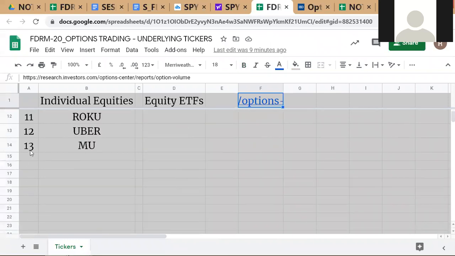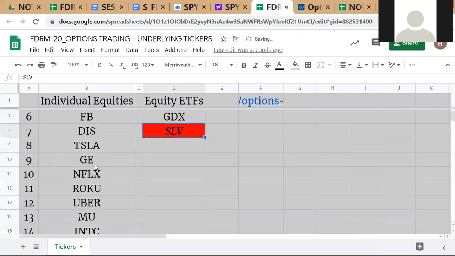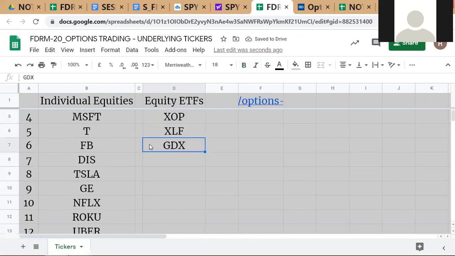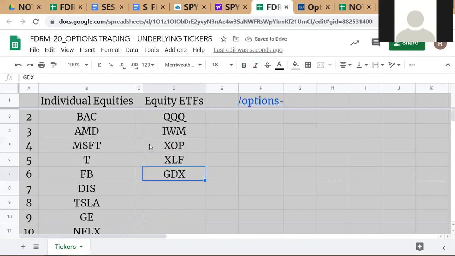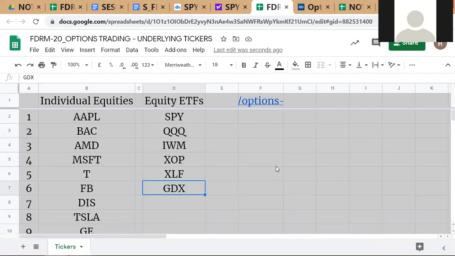So we have 14. I'm going to make this Intel. So we have 14 individual equities, and I'm going to leave out this. Right, so you have 6. So I want a total of 20 tickers. You have 6 ETFs and 14 individual equities. So you've got to set them up.